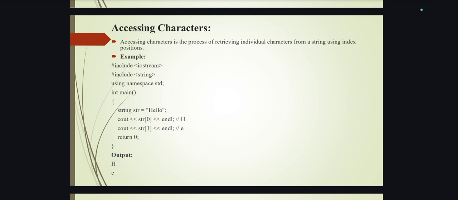Inside the main function, the string str is initialized with the value hello. The statement cout << str[0] is used to access and display the first character of the string, which is h, and cout << str[1] accesses the second character, which is e, followed by endl to print each character on a new line. Since indexing starts from 0 in C++, the output of the program is h and e.